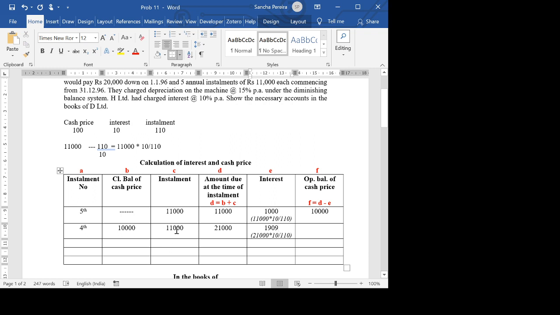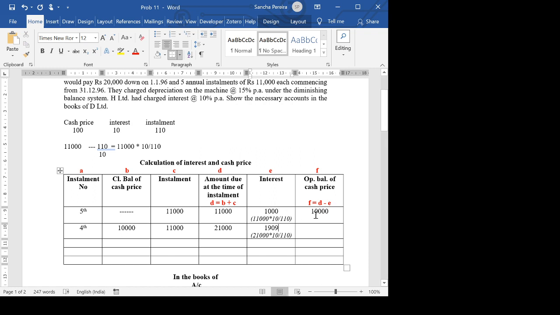So in the fourth year, you're paying the installment. Plus when you're calculating the interest, you also have to take into consideration the balance that is still left, and that is 10,000, which is cleared off in the fifth year. So that's how I get this 21,000. So my opening balance of cash price will be D minus E, that is 21,000 minus 1,909, that comes to 19,091. So it's the amount minus the interest. That becomes the opening balance of cash price.